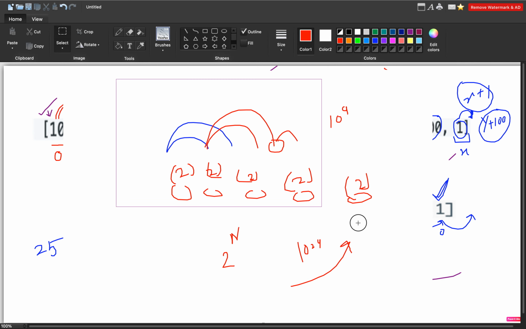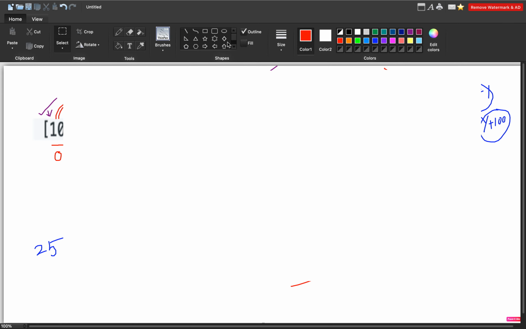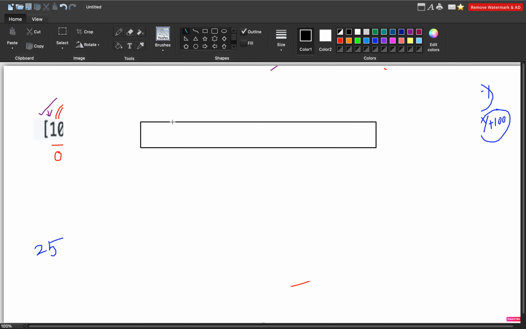Like, this is our array, then these are the indices. So what we will be doing is, if we consider this particular index, what all options are available to it? It can jump from here to here or from here to here.